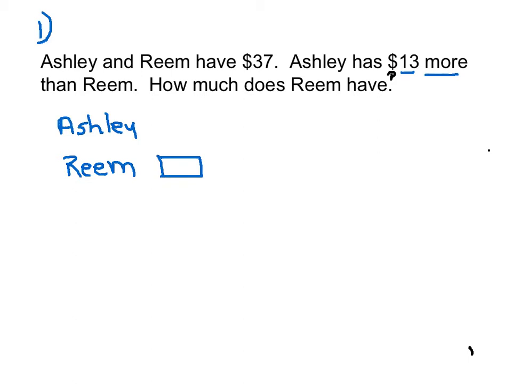Now I go back to my sentence and draw this problem sentence by sentence. Ashley and Reem have $37. So altogether, the two girls have $37. Ashley has 13 more than Reem. So I've got to give Ashley a box that has the same value as Reem's, but Ashley has an additional $13 more than Reem. Now the question is, how much does Reem have?